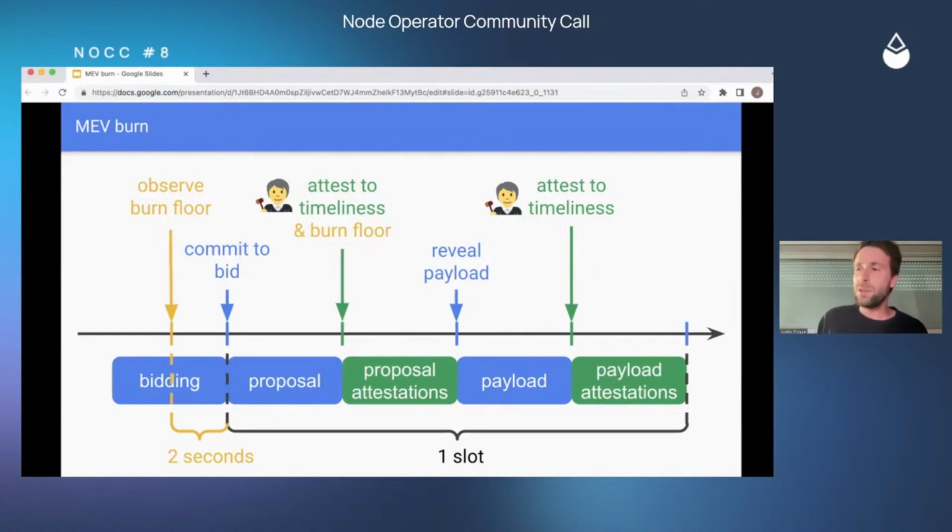Now, one question that I get a lot is whether or not MEV burn removes some of the sovereignty of proposers. Because now proposers must select a bid which is above the burn floor, and that's constraining. So, for example, it means that proposers can't self-build. Whatever Vitalik is doing today, he can't do it with MEV burn.